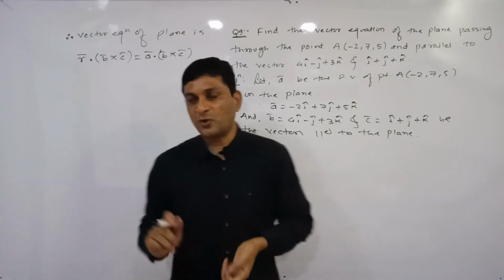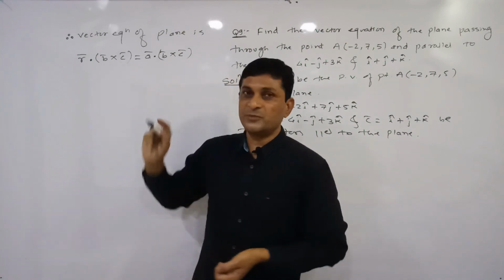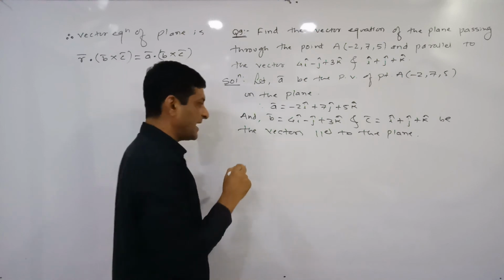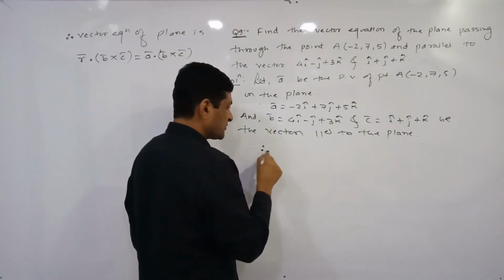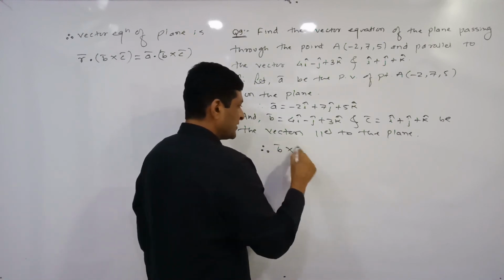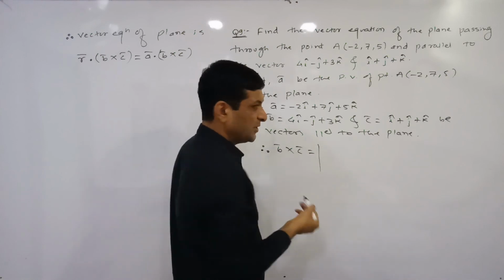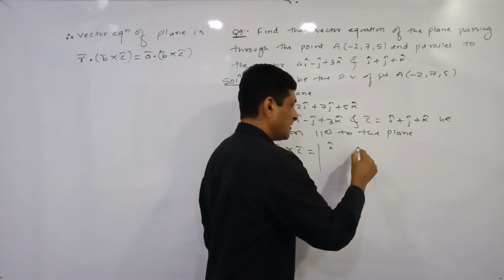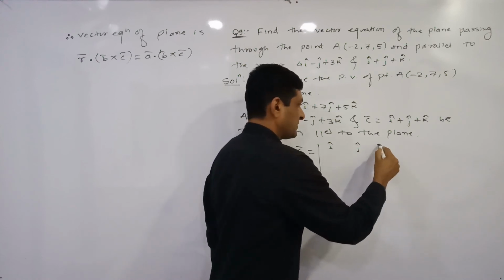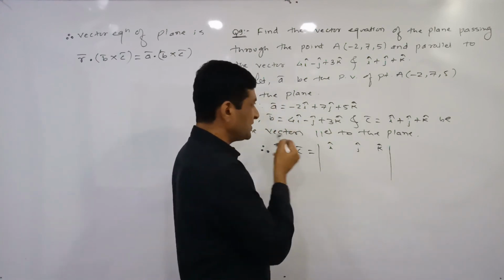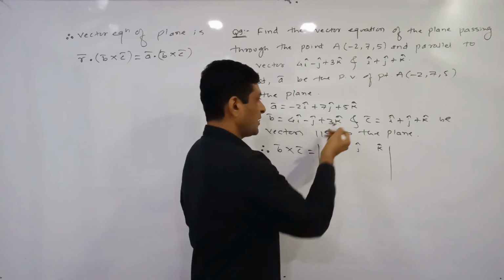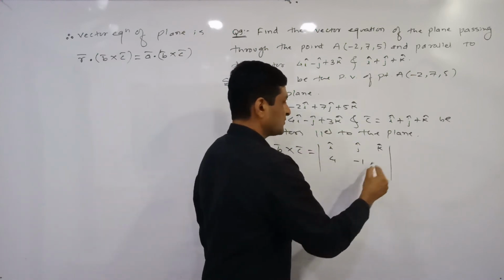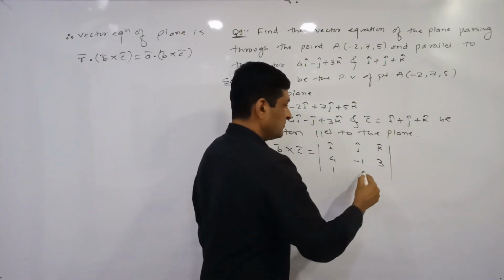Now to apply this formula, we will require the cross product of these two vectors, B bar and C bar. So first find the cross product of B bar and C bar. B bar cross C bar is equal to, we know that the cross product can be found using a determinant. In the first row write I cap, J cap, K cap. In the second row write the coefficients from B bar: 4, -1, 3, then 1, 1, 1.